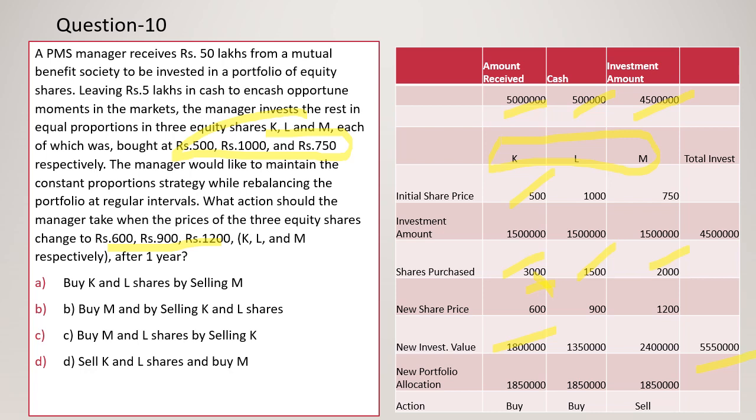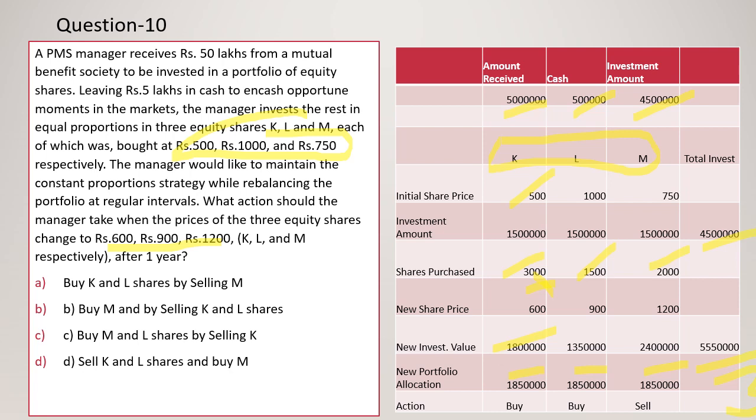Now 55 lakh 50,000 is the new value of investments. We started with 45 lakhs. Now since it is a strategy in which the amount has to be equally split, we will split the amount as 18 lakh 50,000, 18 lakh 50,000 and 18 lakh 50,000, with the new portfolio value of 55 lakh 50,000. If you divide this by 3, you will get the same value.